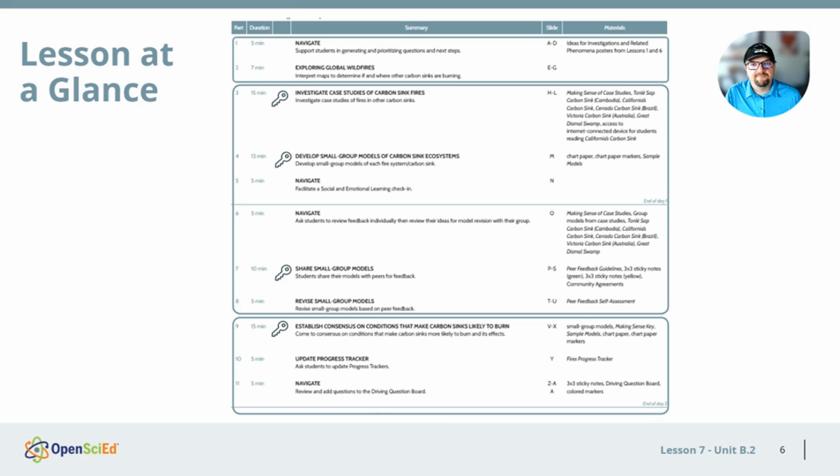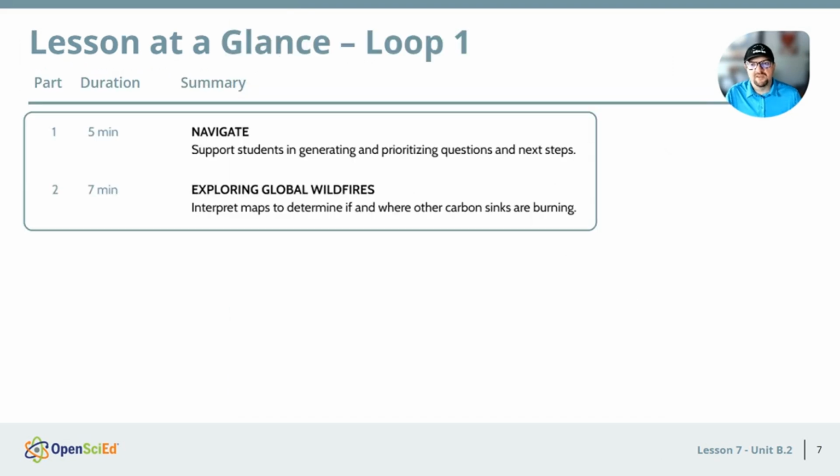The California case study group will specifically need an internet-connected device to view the brief embedded video clip of the campfire. Our lesson is organized into 3 distinct sense-making loops that move students from a macro-level observation down to specific systems and then back out to a more generalized consensus. We start by exploring global wildfires, transition into investigating detailed case studies in small groups, and then finally gather to establish universal conditions that make carbon sinks likely to burn.